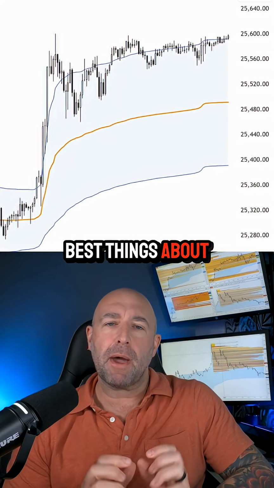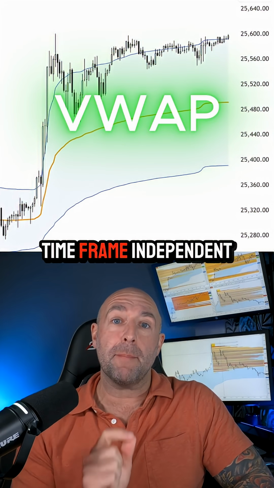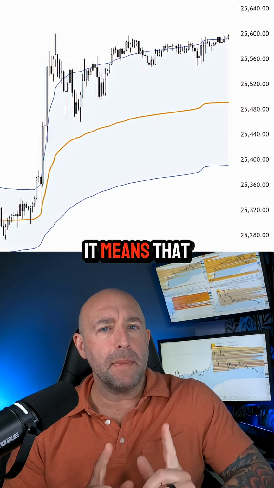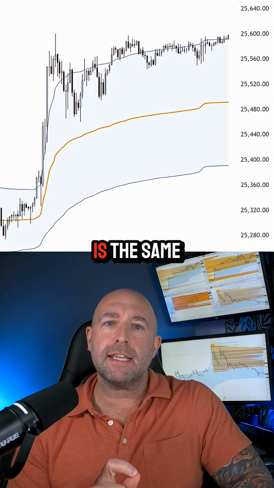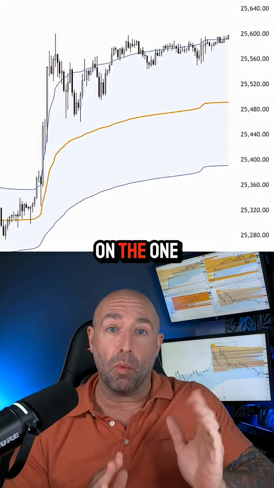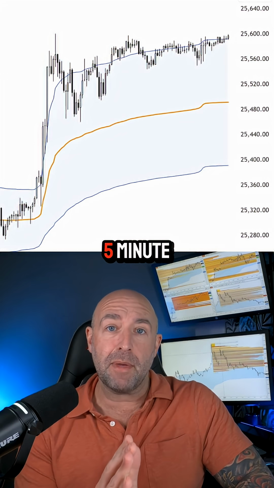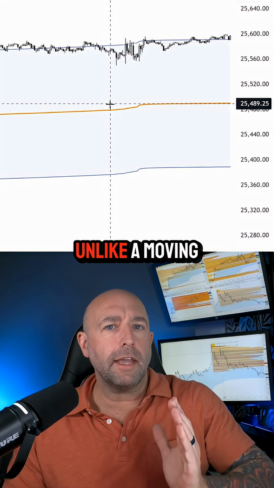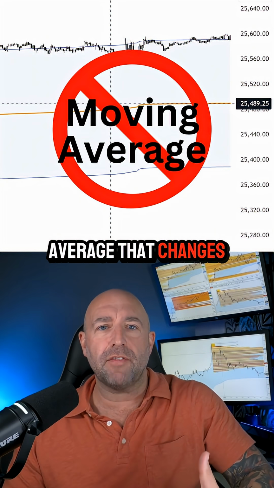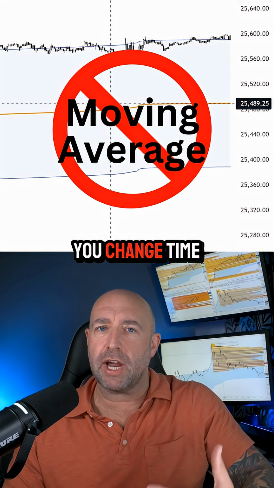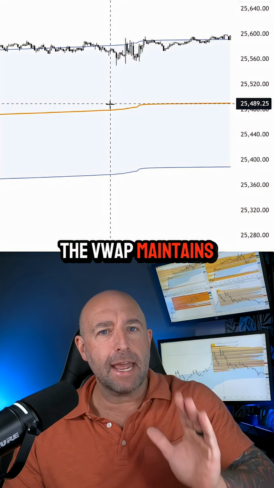One of the best things about the VWAP is that it's time frame independent. Now, what does that mean? It means that the VWAP price is the same price on the 1 minute as it is on the 5 minute, as it is on the 15 minute. Unlike a moving average that changes values every single time you change time frames, the VWAP maintains its price.